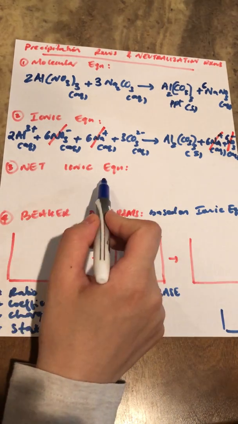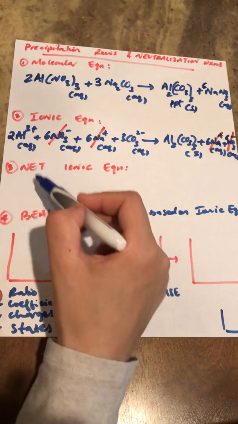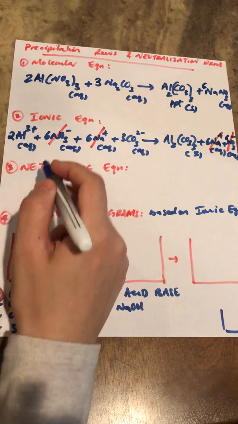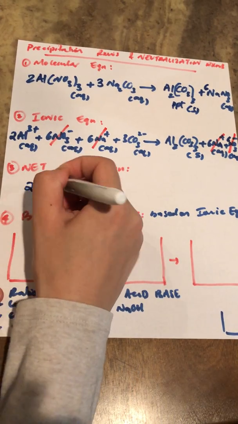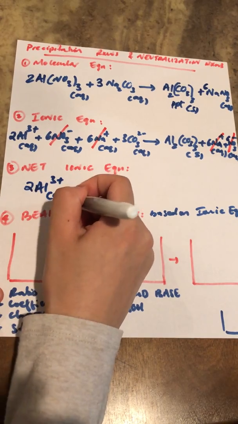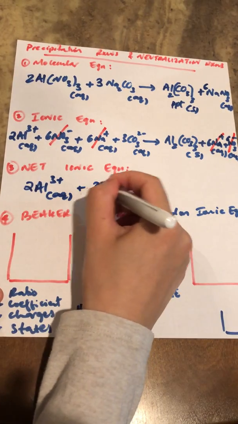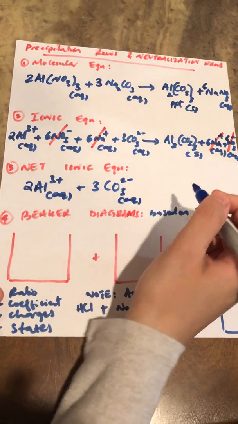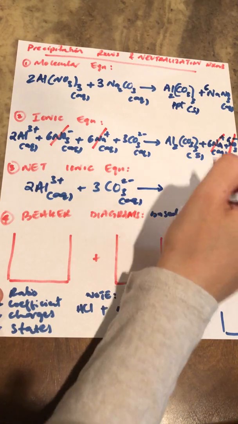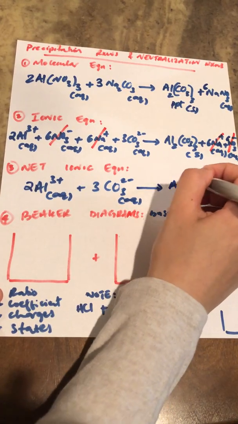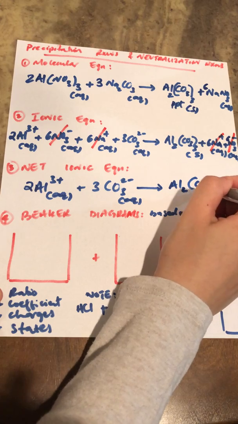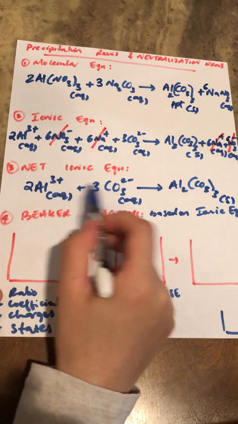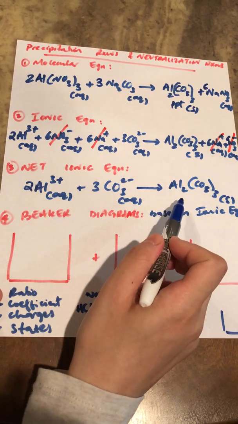Now, in the net ionic equation, I just pretty much need to bring down anything that did not cancel. So I'm going to bring over here the 2Al3 plus aqueous, and I'm going to bring down the 3 carbonate ions. And I'm going to draw an arrow, and I'm going to bring my solid, the Al2CO3 solid. And that would be actually my answer over here for the net ionic equation.